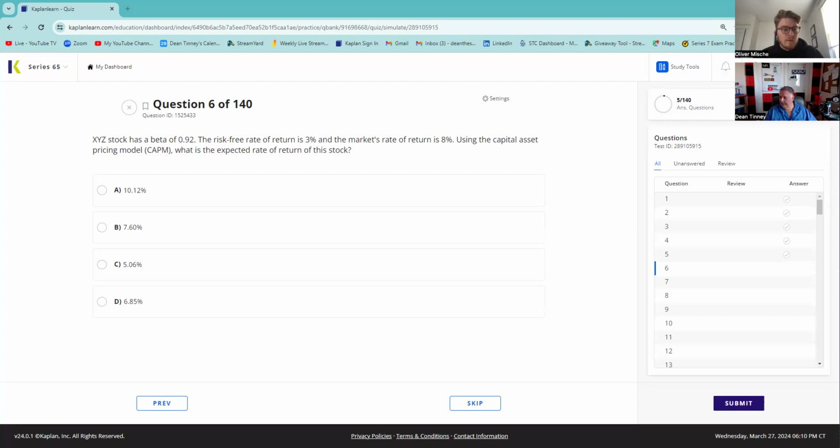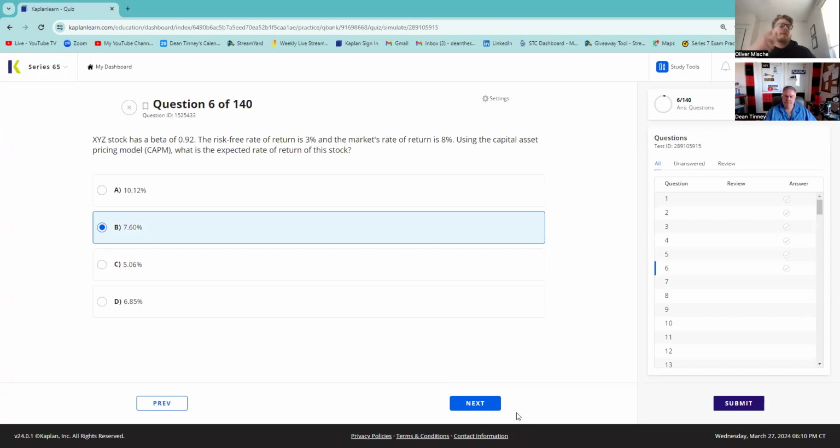And the beta is 0.92. So here it tells me the risk-free is 3. So we take the 3 away from the 8. And we get 5 there. And then we would multiply it by 0.92. That's right. It says 4.6. And then remember though, 4.6 plus the risk-free rate of return, that's 3%, right? So B. Okay, got it.